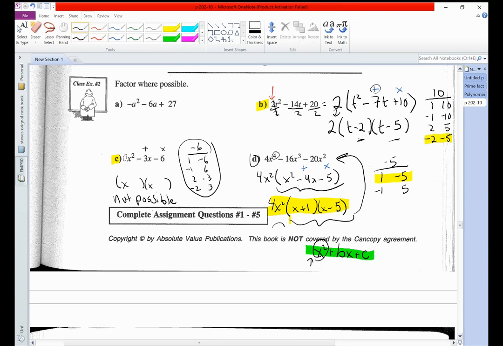Yay! Okay, I'm going to do A now. The reason I left it till last is it's got a bit of a trick here. I'm going to erase that just so we have some space.